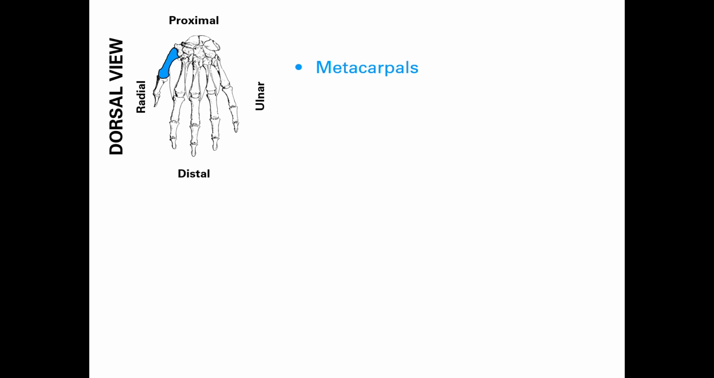The metacarpals are long bones and they're actually within your palm. So they're the 5 bones that you can palpate within your palm. From radial to ulnar, you have 5 metacarpals.